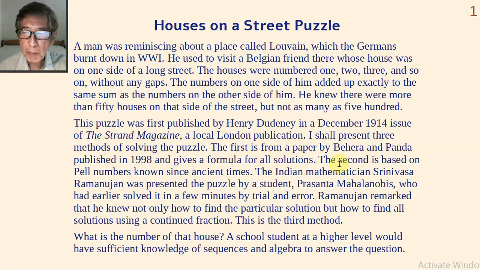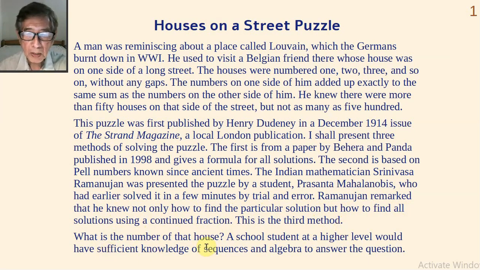The first is from a paper by Behera and Panda, published in 1998, and gives a formula for all solutions. The second is based on Pell numbers, known since ancient times. The Indian mathematician Srinivasa Ramanujan was presented the puzzle by a student, Prasanta Mahalanobis, who had earlier solved it in a few minutes by trial and error. Ramanujan remarked that he knew not only how to find the particular solution, but how to find all solutions using a continued fraction. This is the third method.